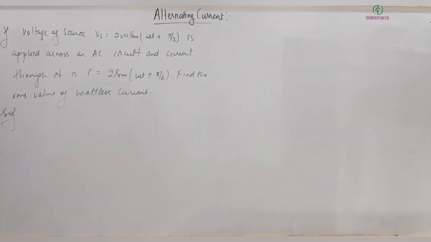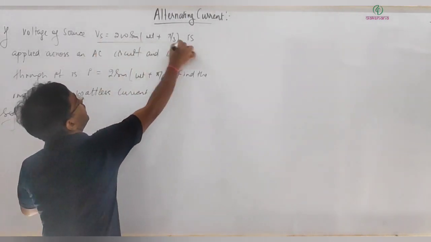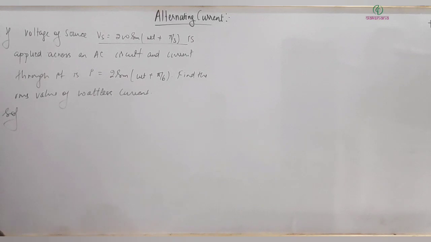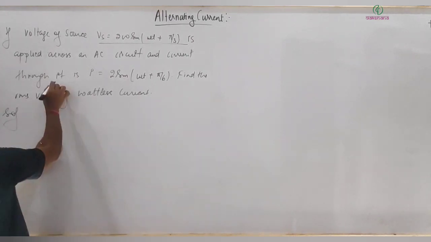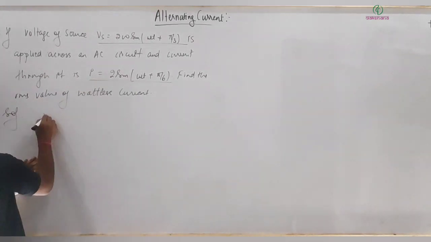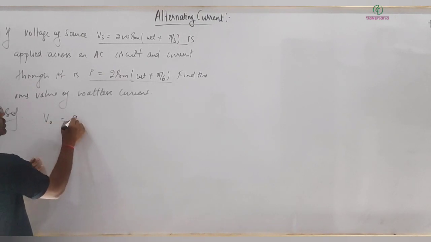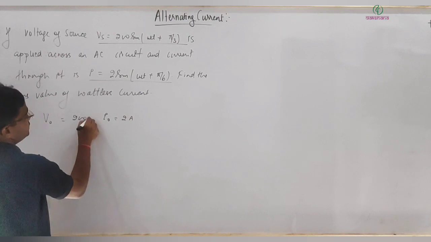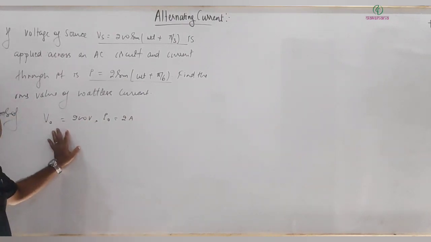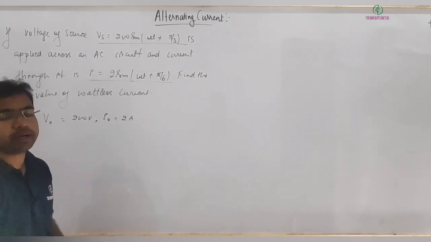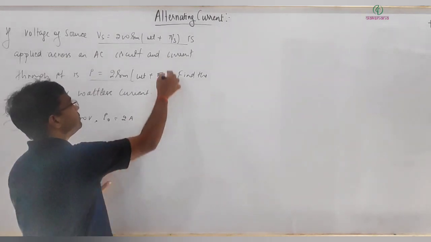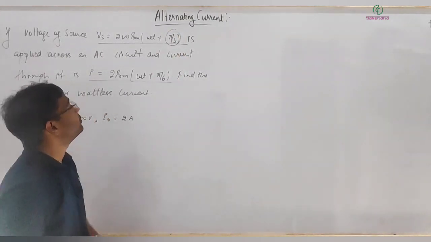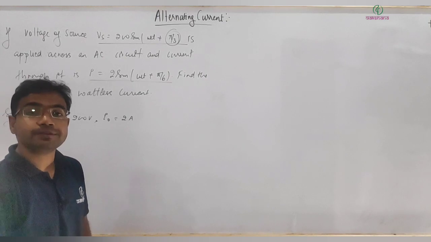Okay, just see one simple case here. If the voltage of the source is given, this is applied across an AC circuit and the current through it is given by this. So here you can write the peak voltage V0 of the source is 200 volt and I0 is also given as 2 ampere. Clear? So in a circuit you are given both I0 and V0, and here the phases of voltage and current are given.